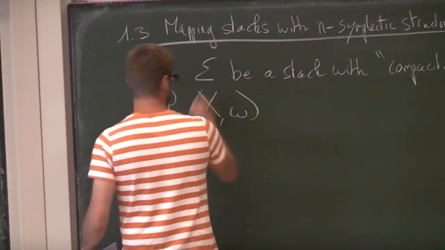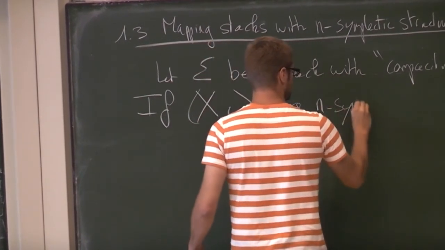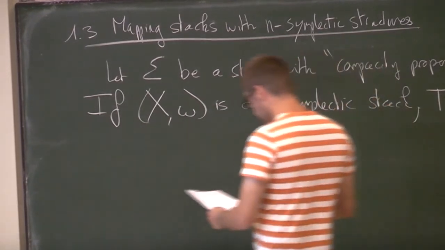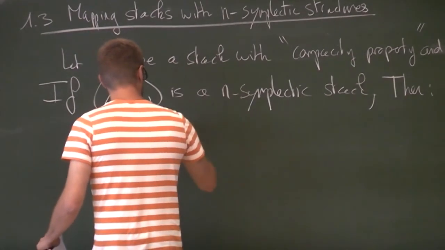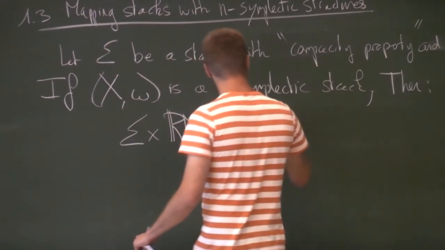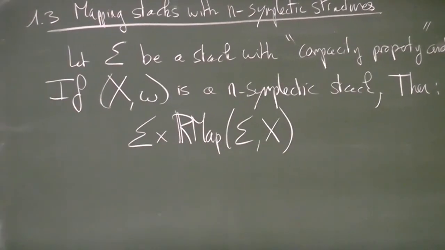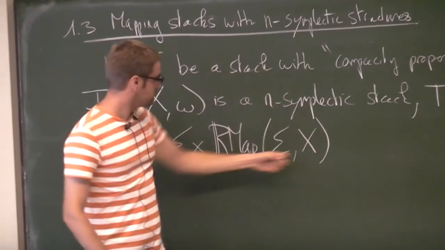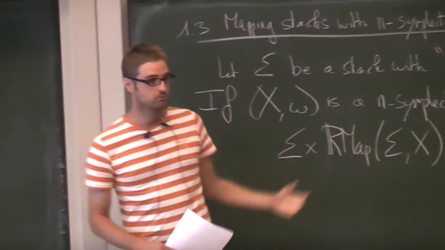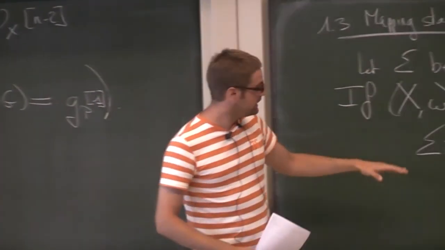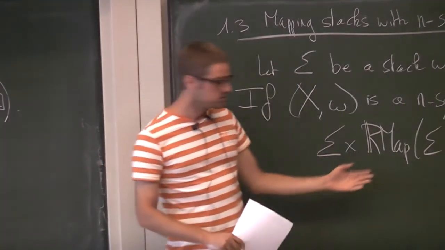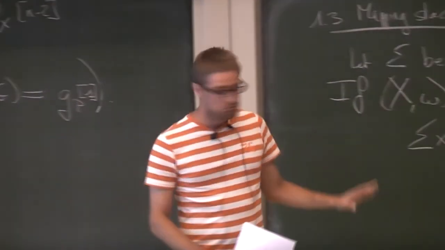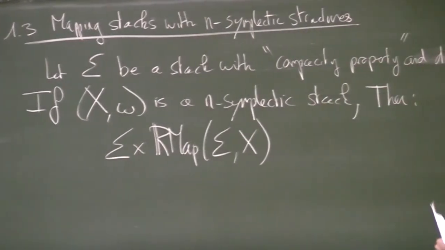If X equipped with omega is an n-symplectic guy, then we can do the following construction. We take sigma cross the mapping space from sigma to X, and here is where derived geometry is very useful. There is a representability theorem of Lurie that tells you that if sigma has this compact property, then this guy, which you can define as a functor, is representable in some sense. So this theorem of Lurie ensures that this is actually a derived Artin stack in the sense I gave before. It's a perfectly nice guy. You don't have to deal with infinite dimension and these kind of things.